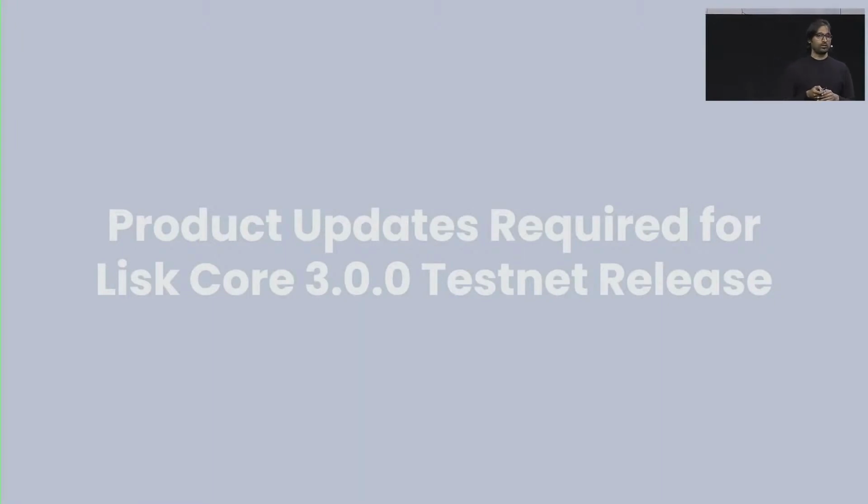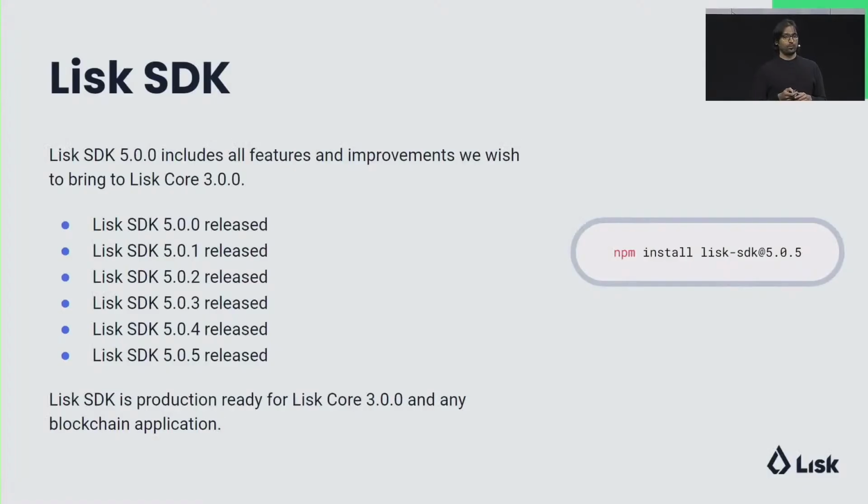So now let's move on to the product updates. We have been conducting multiple releases of the Lisk SDK 5.0 to prepare for the Lisk Testnet and Mainnet release. Through that process, we have done multiple releases where we gathered input from the community and then improved the SDK to be ready for production. Currently, we have released 6 releases from 5.0 to 5.0.5. The current 5.0.5 is production ready and to be released with Lisk Core 3.0.